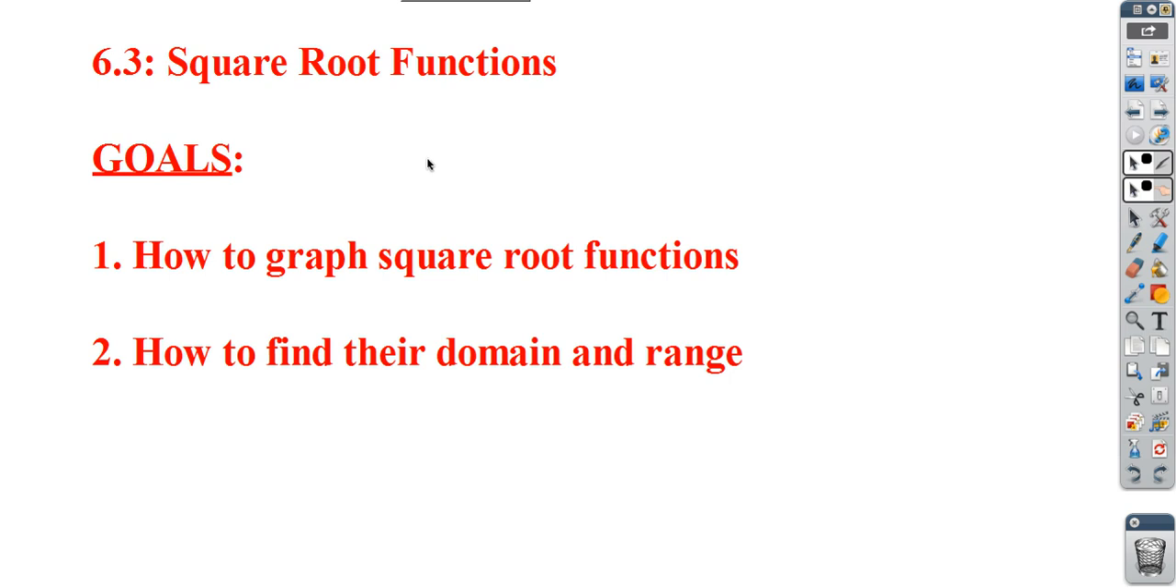Alright, so section 6.3 is on continuing with the idea of functions and a specific type of function called square root functions, and you've probably seen these before. We want to do two basic things. First of all, talk about how to graph them, and then secondly, how to use the graph or the equation to find the domain and the range. The domain refers to what x could equal, and the range refers to what y could equal.